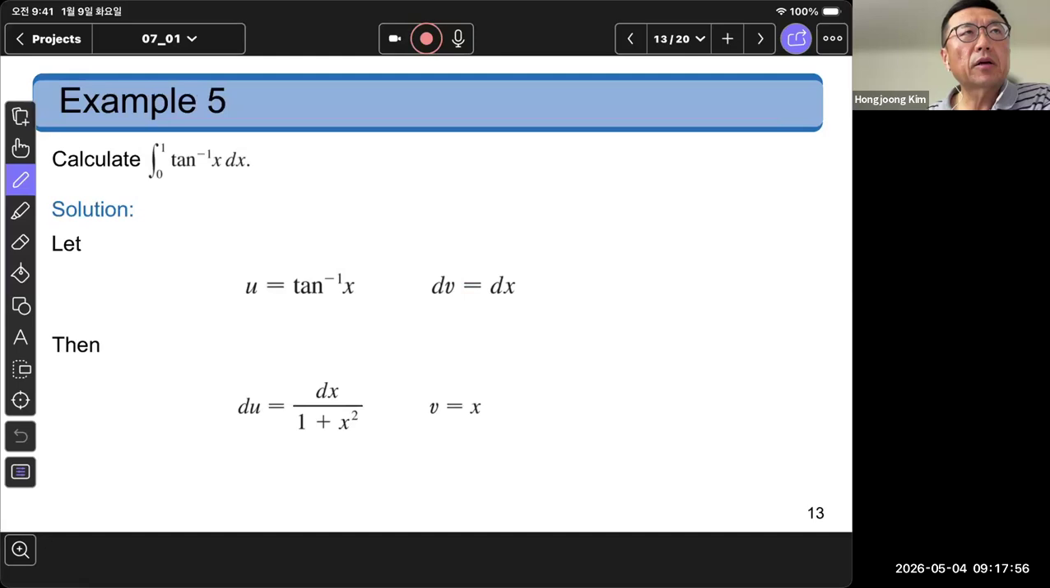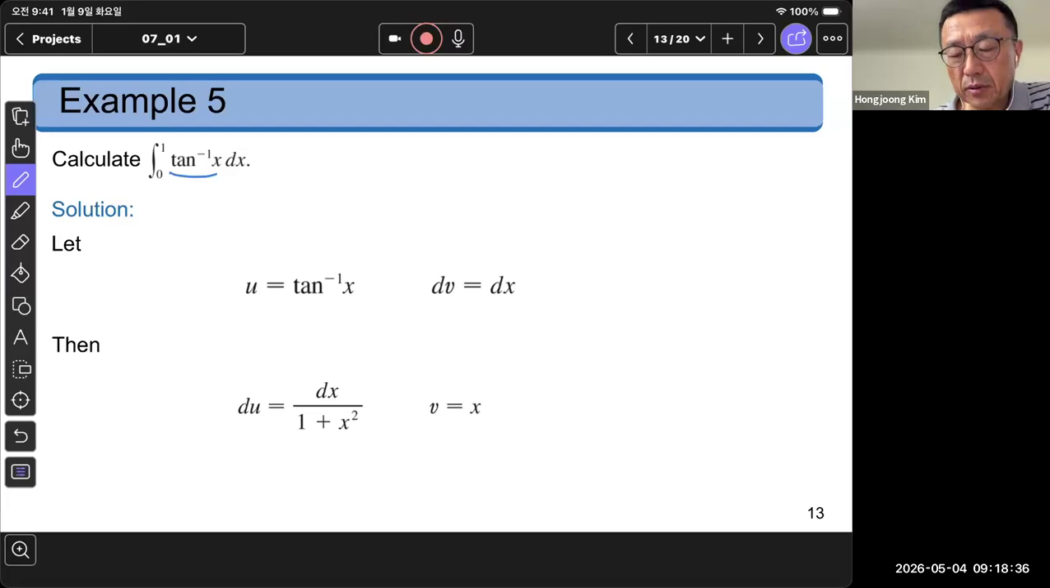So here, let us look at this problem. We want to integrate arctangent of x from 0 to 1. Now, my integrand is only one function, a single function. So how can I apply the integration by parts if I have only a single function? As I said, the integration by parts considers the integration of a product of two functions. Now I have only a single function.